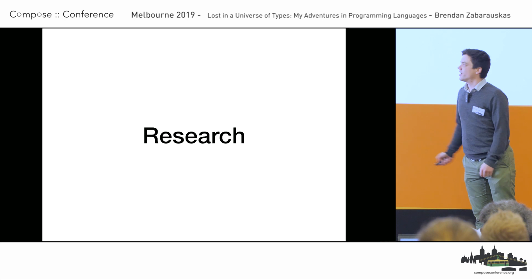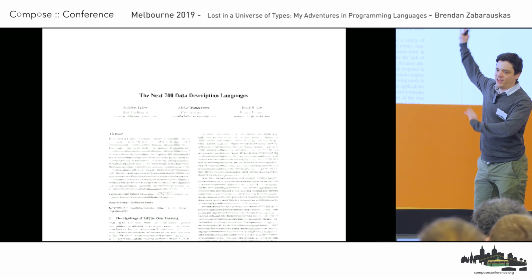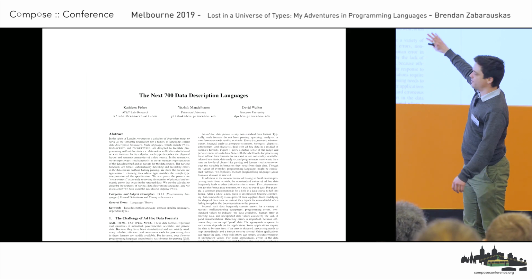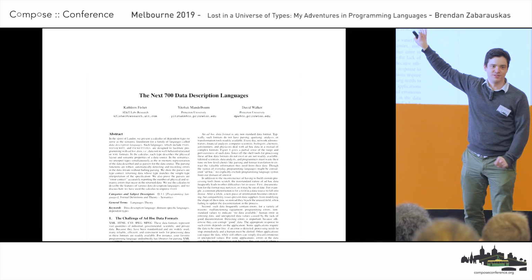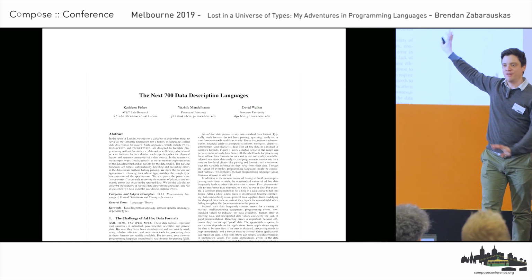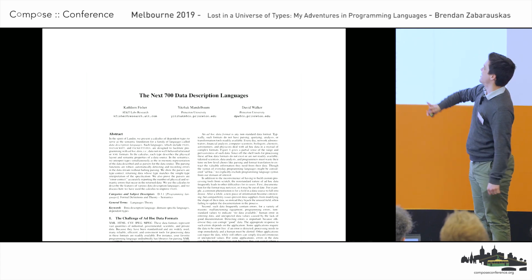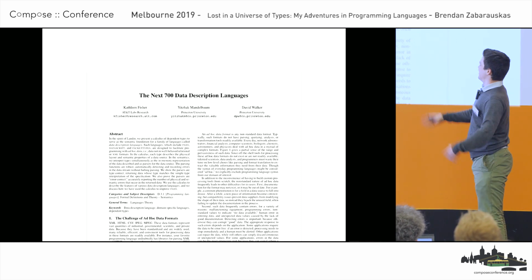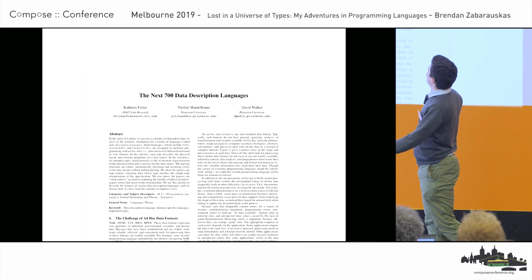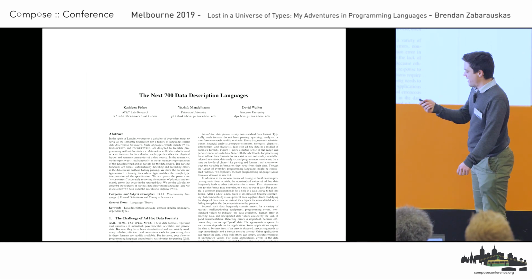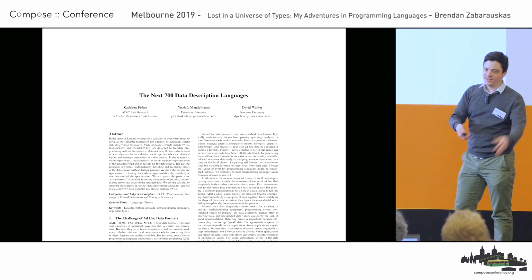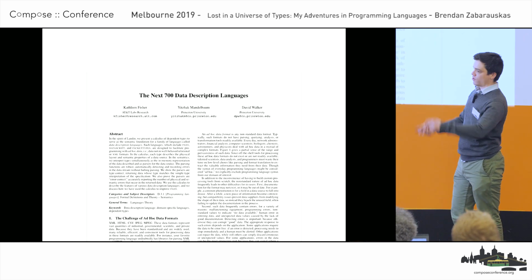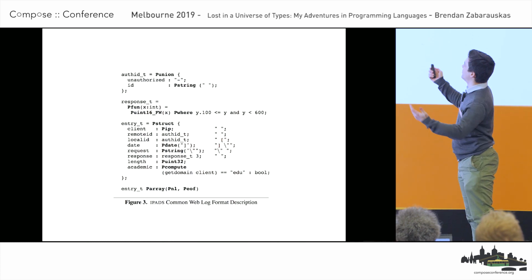So yes, there has been research out there. This is just showing that there is a paper out there. You can go find it. This Next 700 Data Description Languages was the initial thing that my boss saw back in 2010 that he hoped someone would implement well, but we're here implementing it ourselves. And the really cool thing about this paper is that it takes an existing data description language, PADS, and describes it in terms of this core calculus.